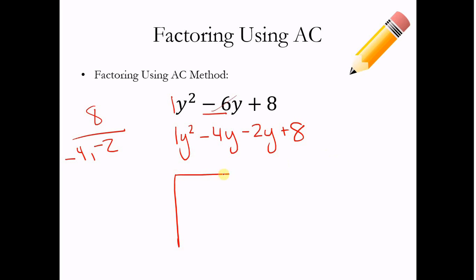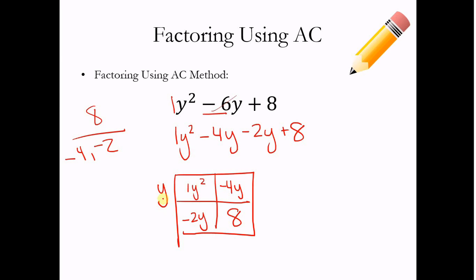Let's box this baby. 1y squared minus 4y minus 2y, positive 8. We've got a y and a y going that way. Negative 4 times y is negative 4y. Negative 2 times y is negative 2y. Negative 4 times negative 2 is a positive 8. There we go.